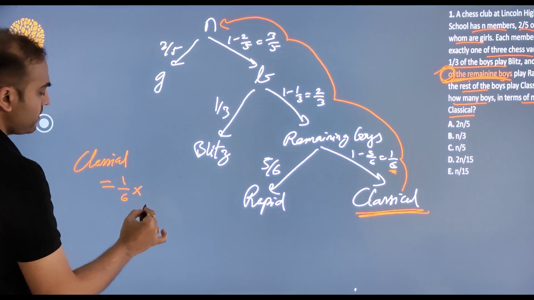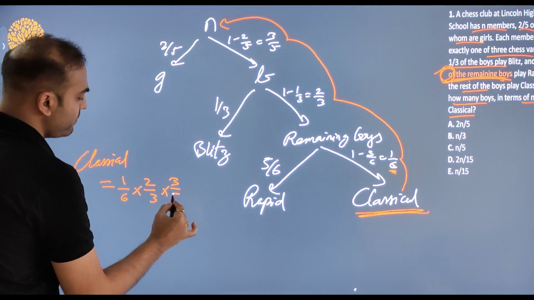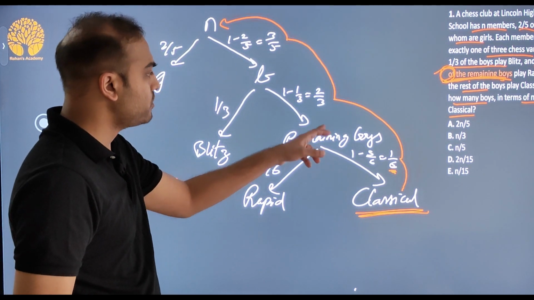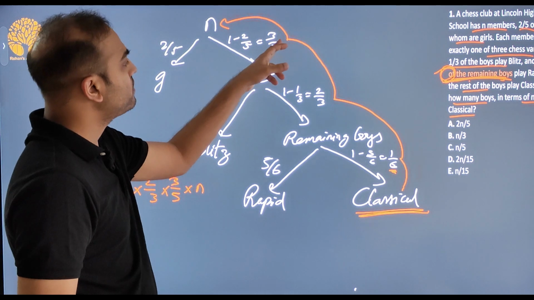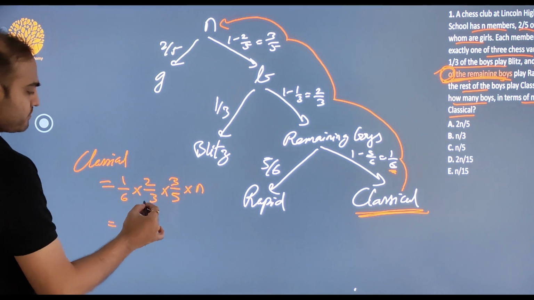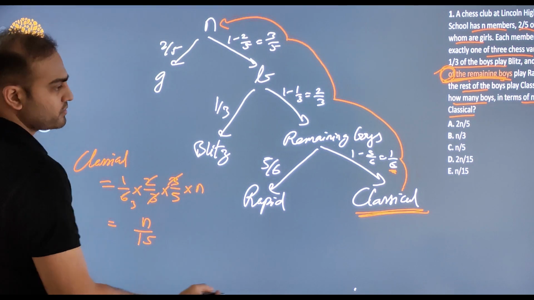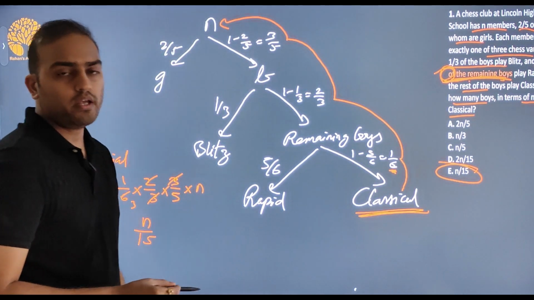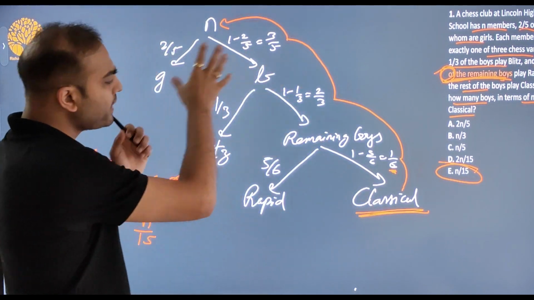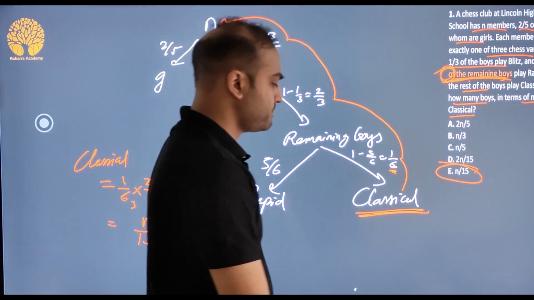So classical will be 1/6 times 2/3 times 3/5 of n, right? This is 1/6 of 2/3 of 3/5 of n. Now you just solve it. 3 and 3 cancels out. N by 15. So again, don't just rush. Read the statement and then start solving. You can simply make a tree and solve the question quickly.